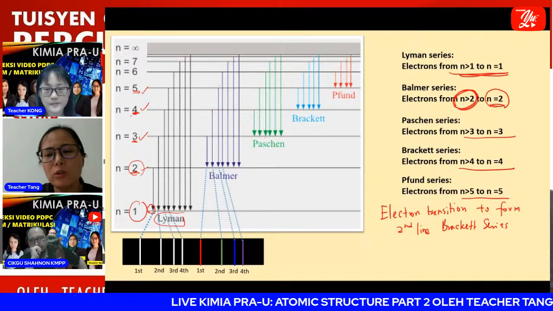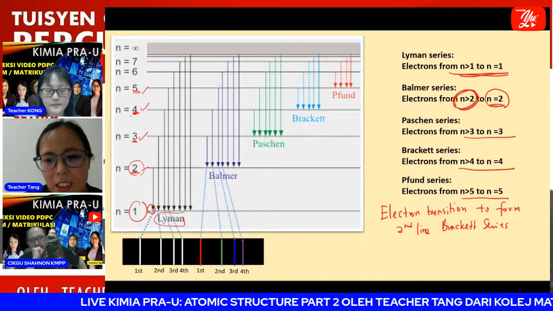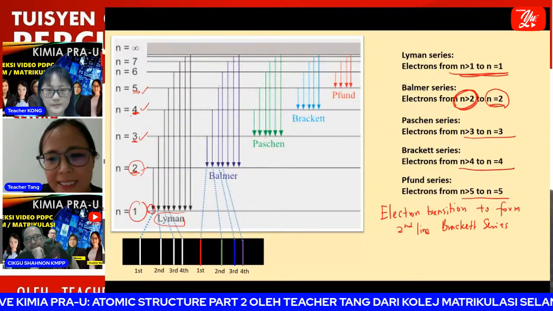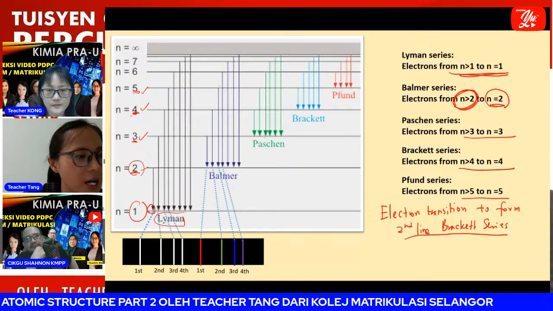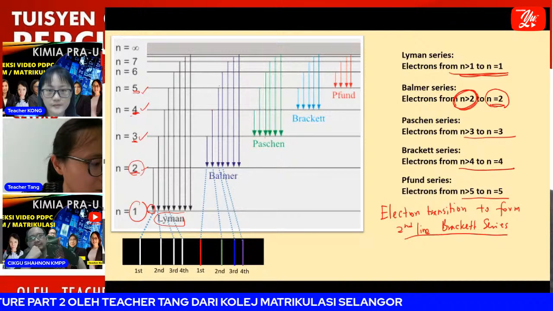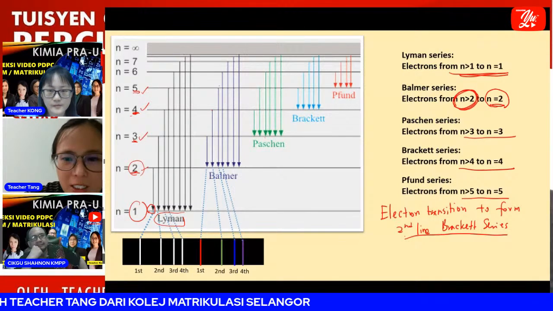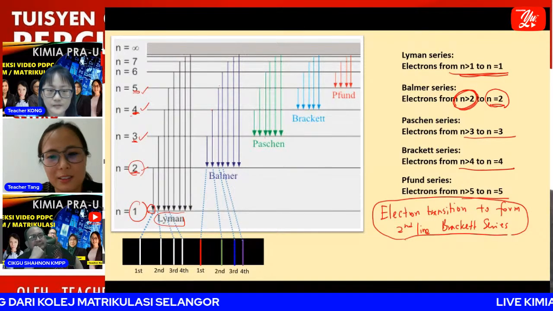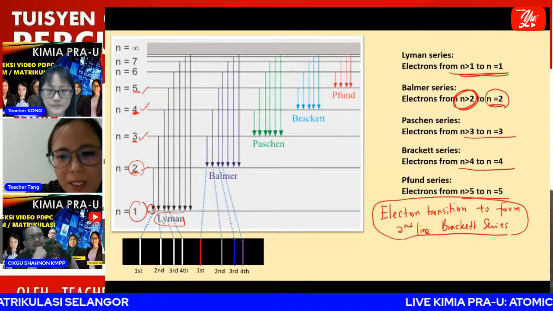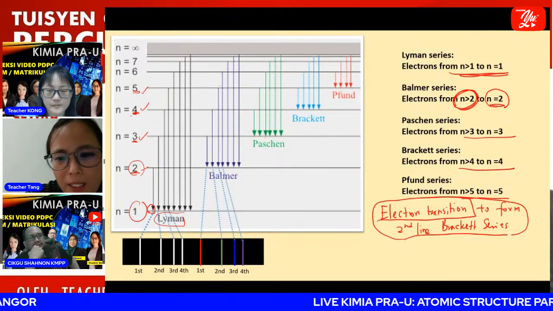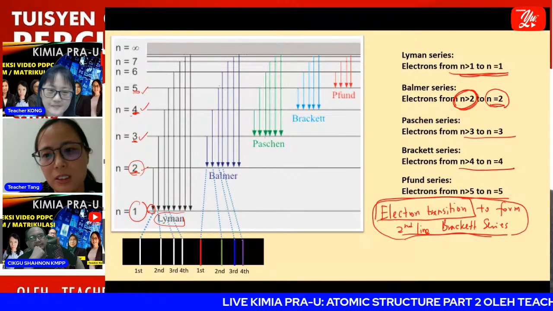Okay, so how to determine the electron transition to form the second line in the Brackett series? This is your question before I finish the class. So determine the electron transition forming the second line in the Brackett series.